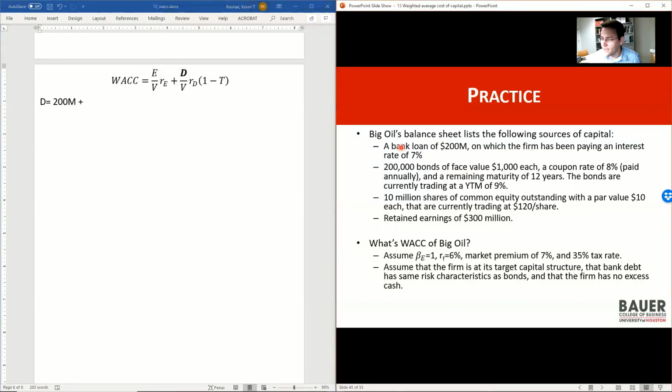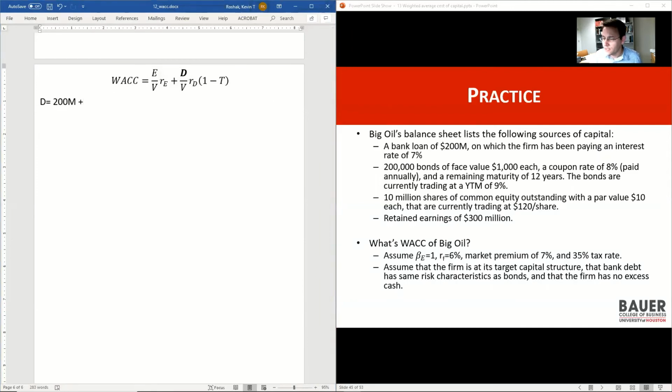The firm has been paying interest of 7%. We're going to come back to that. That interest rate on a bank loan is not necessarily the required return for debt. So we're not necessarily going to use that for RD. I'm going to come back to what we should use for RD in a minute, but this is a little bit of a red herring. The interest rate on the debt of 7%, that's a bit of a red herring.